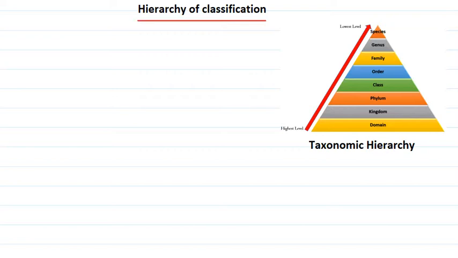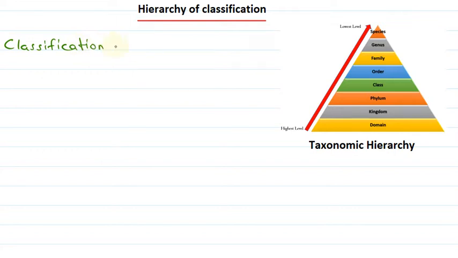The topic for today's video is hierarchy of classification. I'm sure that all of you must have used this term classification somewhere or the other. But have you ever thought how you would define the term classification? So today we are going to learn how to define the term classification at first, okay?